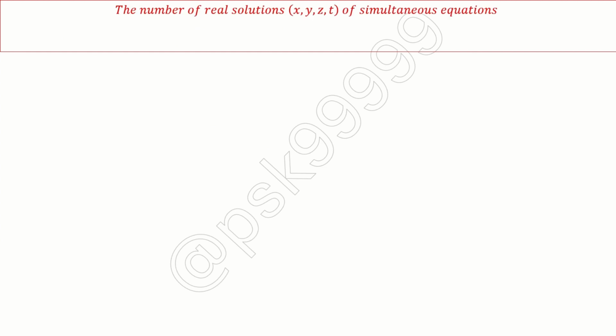The number of real solutions x, y, z, t of the simultaneous equations 2y equal to 11 by x plus x, 2z equal to 11 by y plus y, 2t equal to 11 by z plus z, 2x equal to 11 by t plus t. Okay, cyclical equations basically, right? So what are the real solutions of x, y, z, t? How many solutions are possible? This is the question.